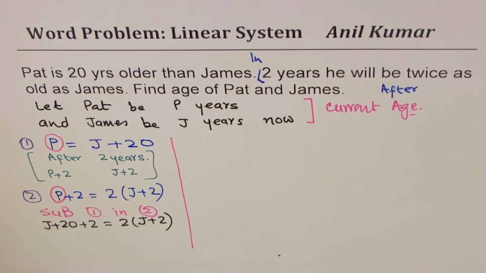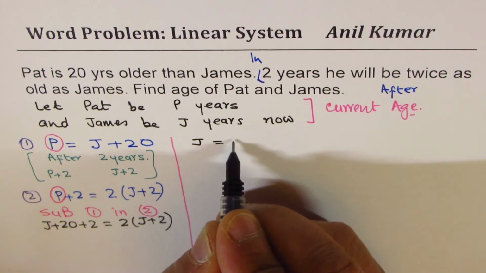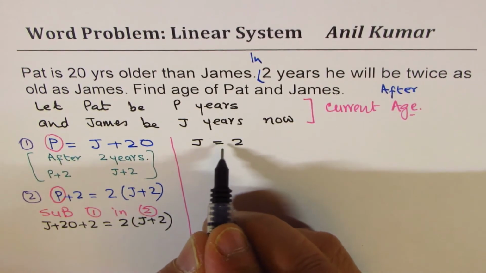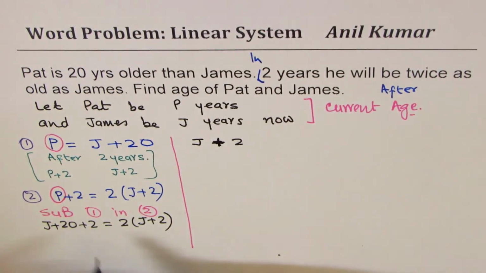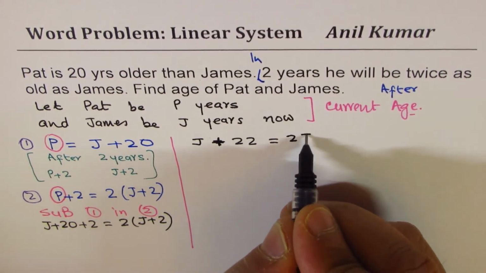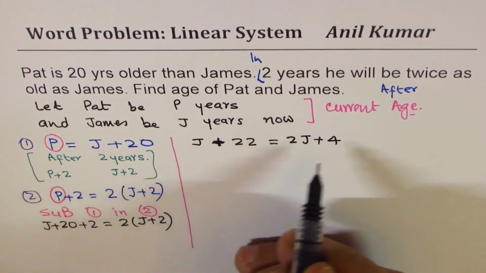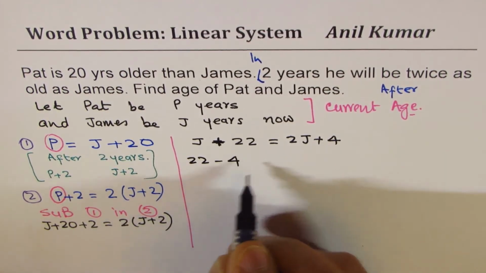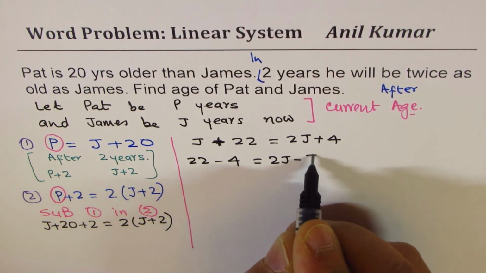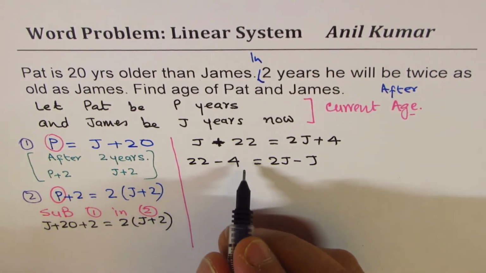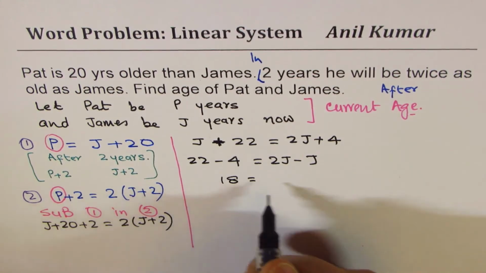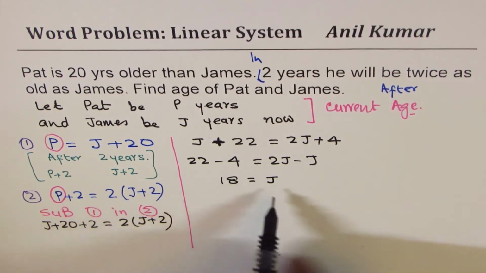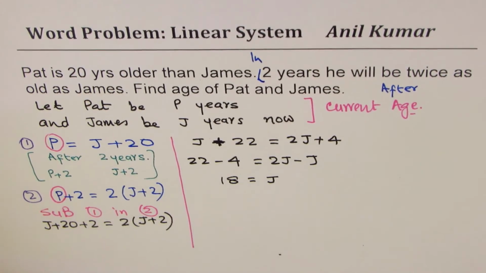So let's solve this equation. We'll combine these two numbers. So we have J plus 22. J plus 20 plus 2 is 22, equals, open this bracket, 2J plus 4. Bring the J's together and the numbers together. So we have 22 minus 4 equals 2J minus J. So 22 minus 4 is 18. So 18 equals J. So the age of James is 18 years, correct?